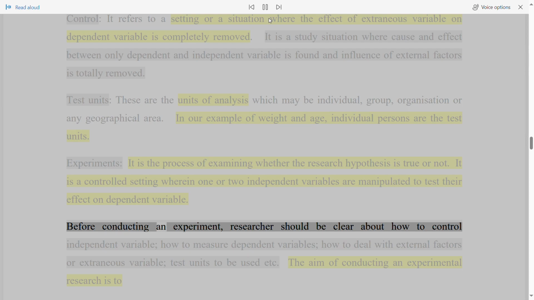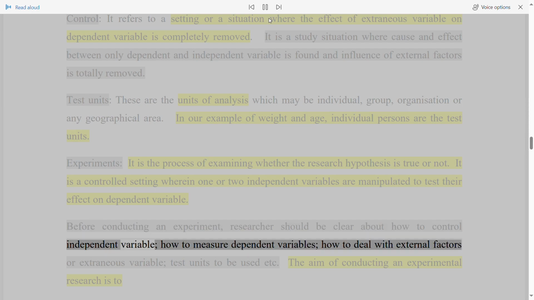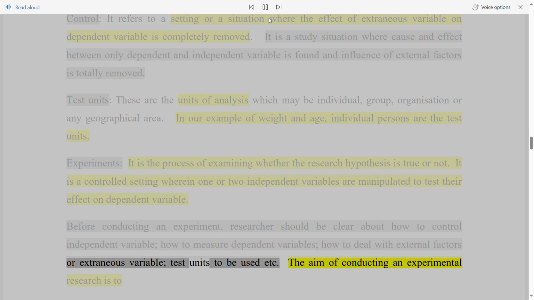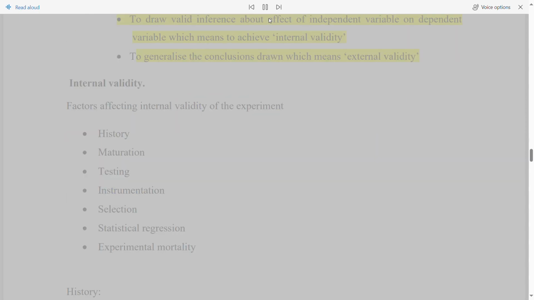Before conducting an experiment, the researcher should be clear about how to control the independent variable, how to measure dependent variables, how to deal with external factors or extraneous variables, test units to be used, etc. The aim of conducting experimental research is, first, to draw valid inference about the effect of the independent variable on the dependent variable, which means to achieve internal validity, and second, to generalize the conclusions drawn, which means external validity.